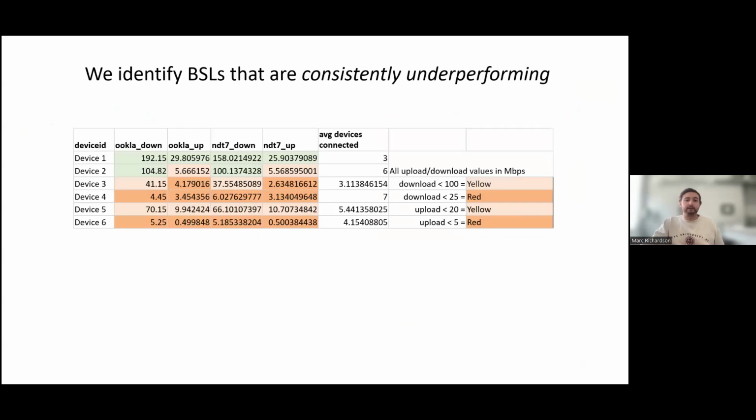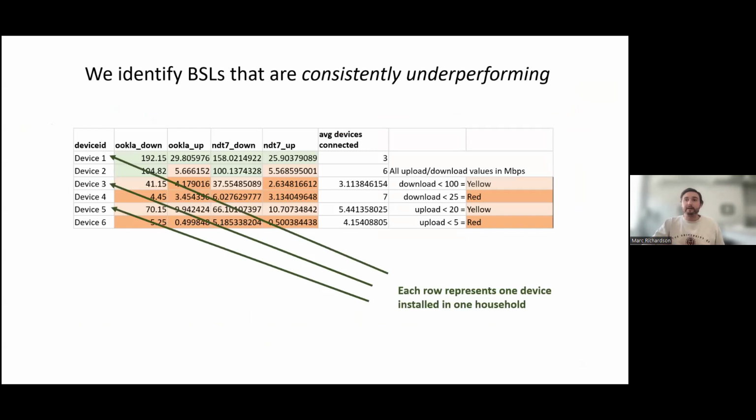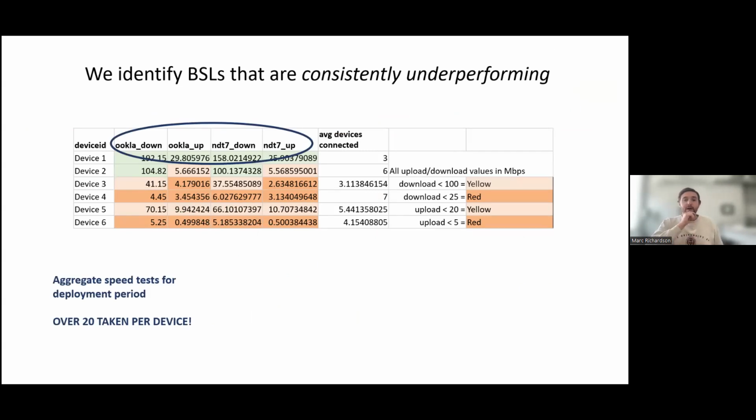Now, let's take a closer look at the actual data that these devices produce. So here we have a table of device data. These are speed tests that were taken with UCLA and Measurement Lab tools. And these were actual data from devices we've deployed in Chicago. Each row is one device in one household. So you can think of this as an aggregate view of the household speed performance.